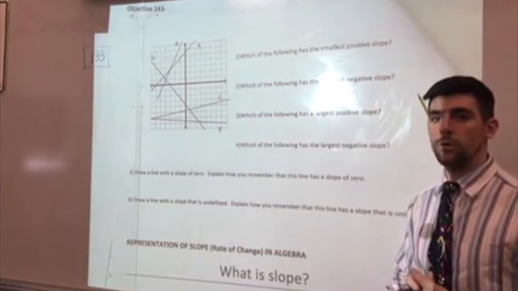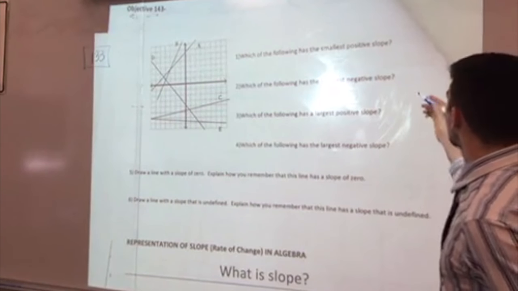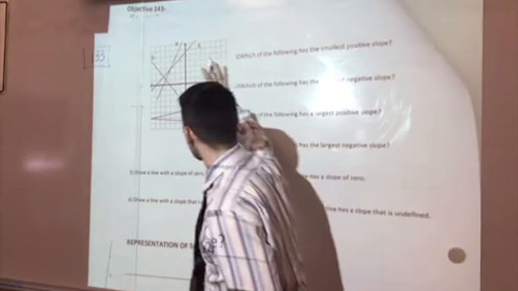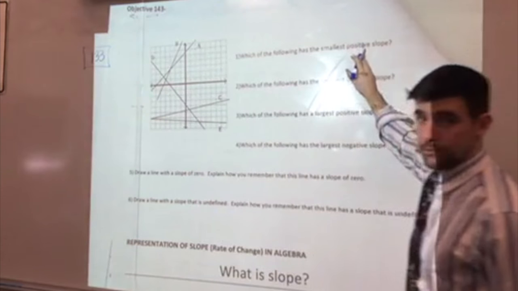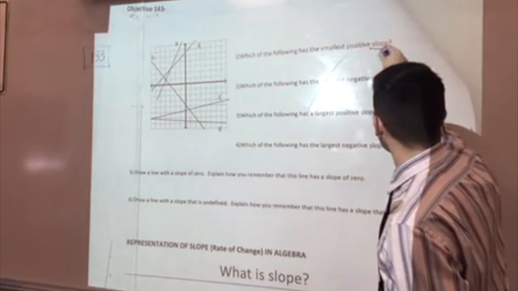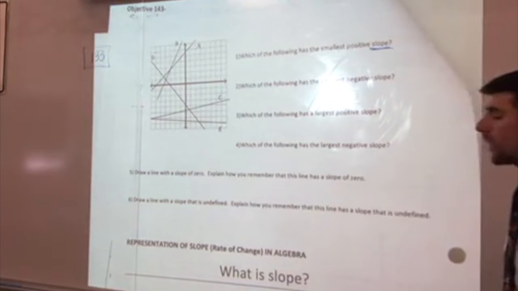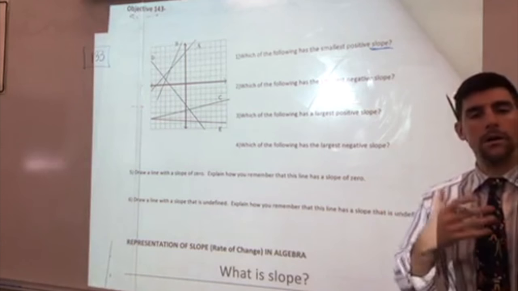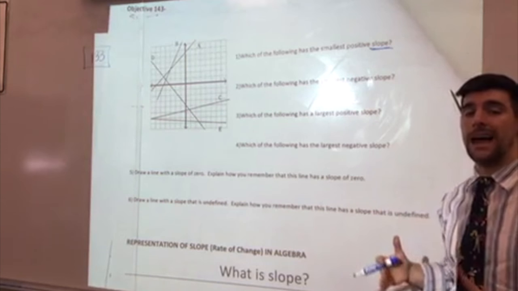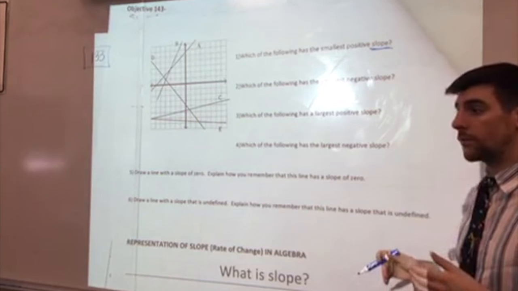Again, I'm not going to explain much to you outside of this. Given all of these lines, you're trying to answer these 6 questions. It's asking about which one has the smallest positive slope and the smallest negative. I fully believe you all can figure it out, or at least do enough to get our conversation started tomorrow.